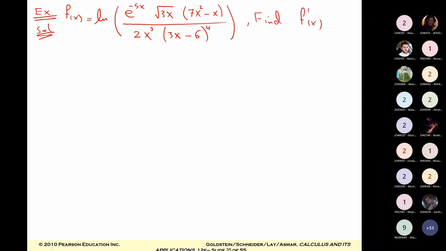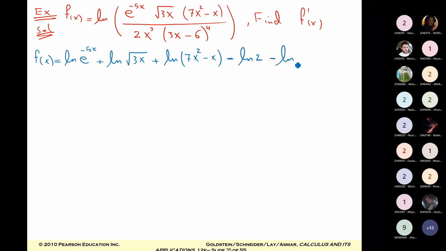There are 3 steps to find the final solution. Okay, the first one: for f of x, distribute the ln. So we have ln e to the power minus 5x plus ln radical 3x plus ln of 7x squared minus x minus ln 2 minus ln x to the power 3 minus ln of 3x minus 6 all to the power 4.